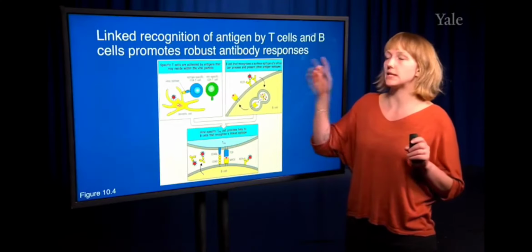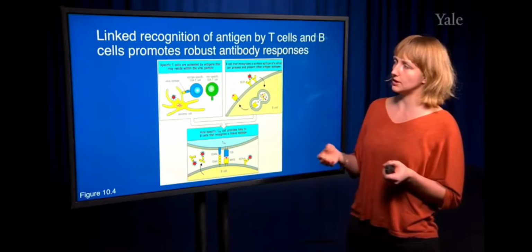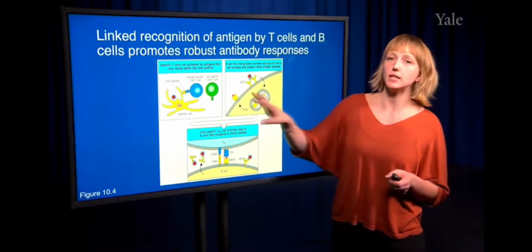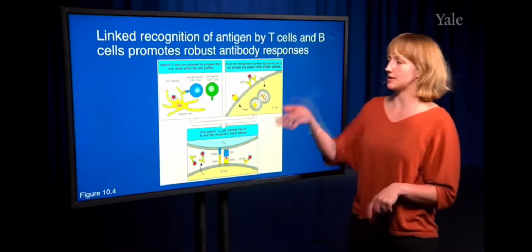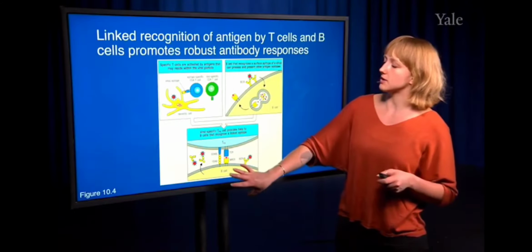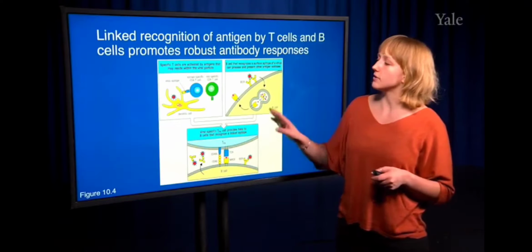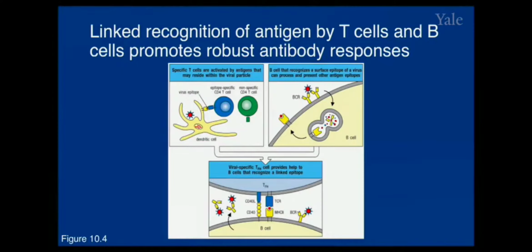This is really critical, because if we didn't have a linked recognition system, T cells could recognize one thing, B cells could recognize the other thing, and there'd be no cross communication. The virus-specific TFH cells allow for this bridge because they are activated by epitopes that were taken up by the external B cell receptor, such that T cells and B cells can coordinate a response to the same pathogen, even though they're recognizing different epitopes of that pathogen.